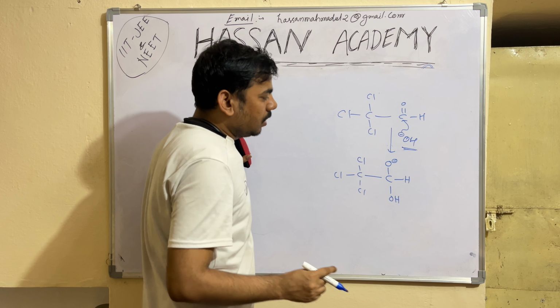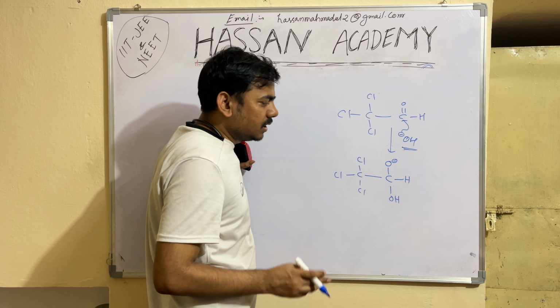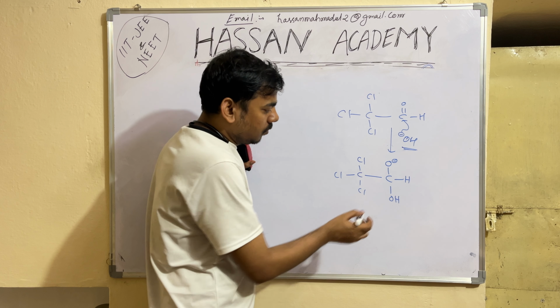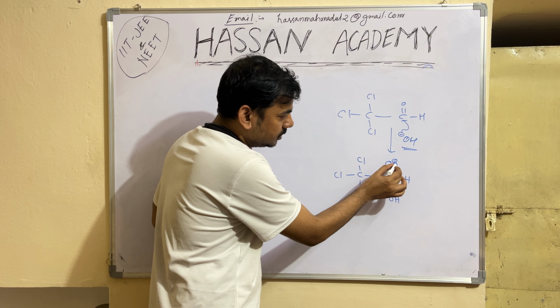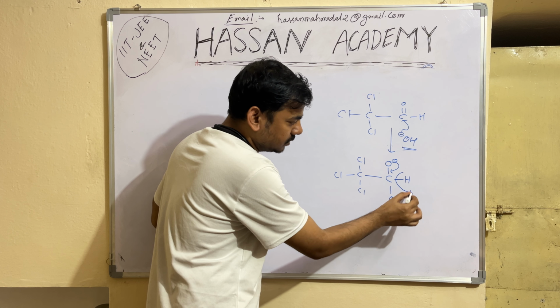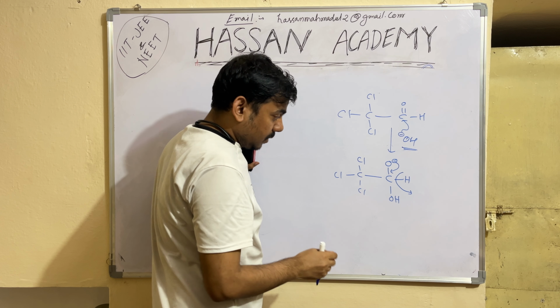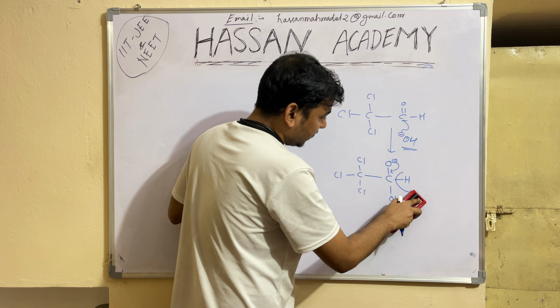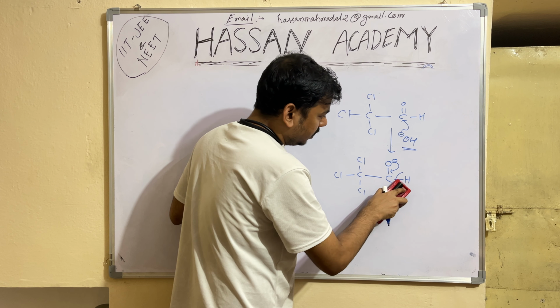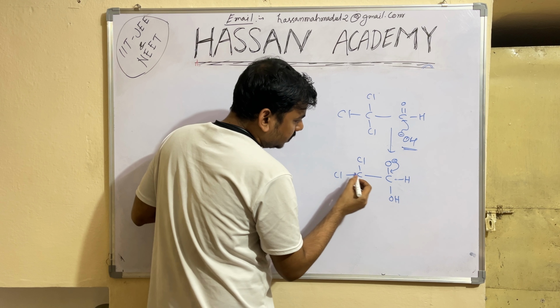Now what is the main RDS step for Cannizzaro? Once this attack is done, this negative charge will come back, and from here hydride H minus will transfer and attack another molecule. But here one thing you should know: this hydride is not a very good leaving group, but instead of hydride, this whole group is going to leave.